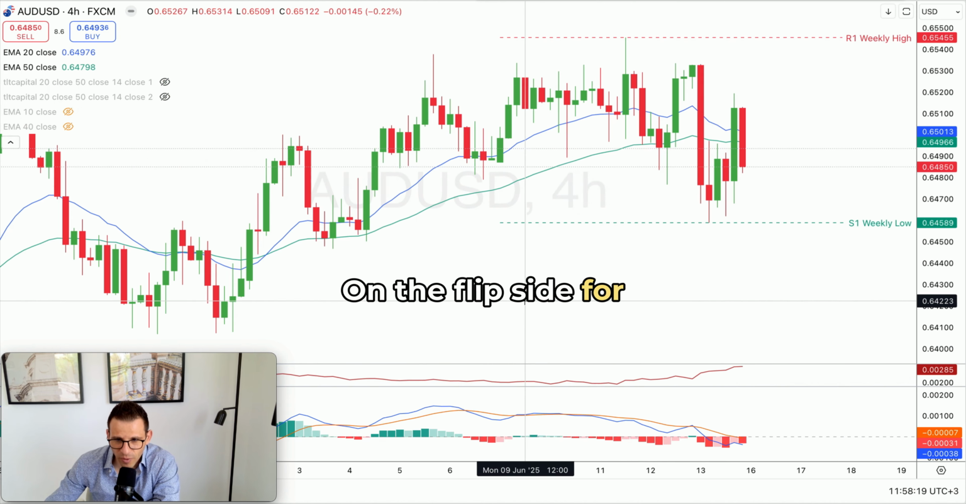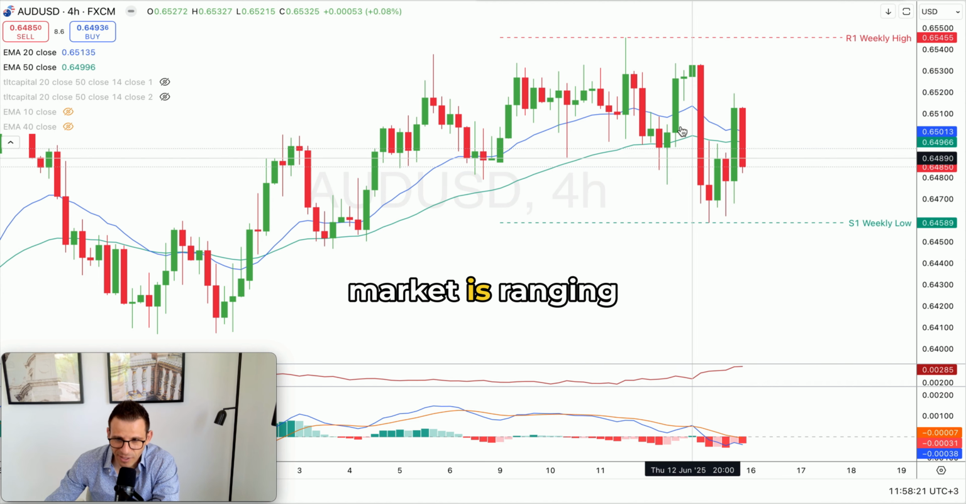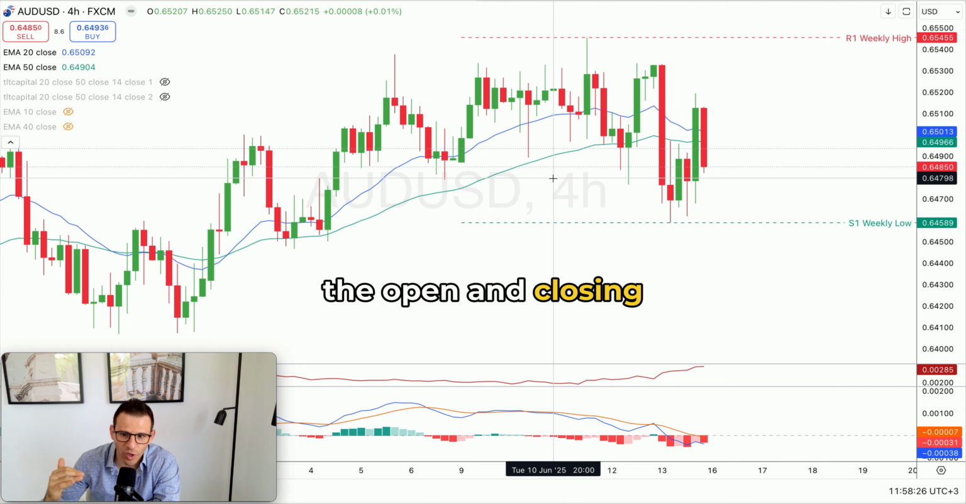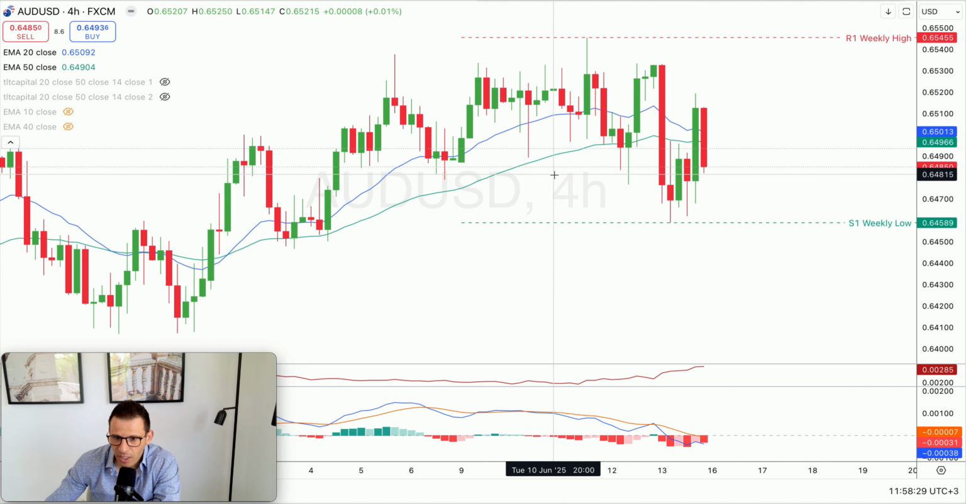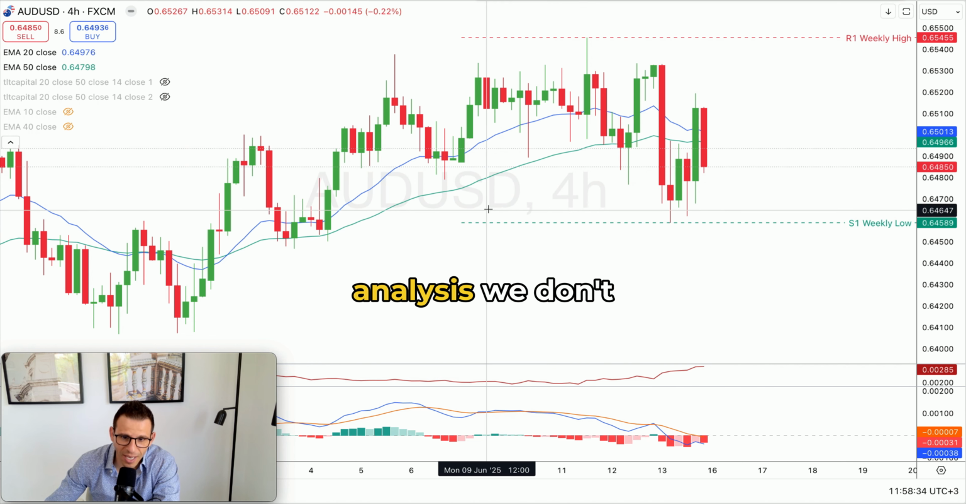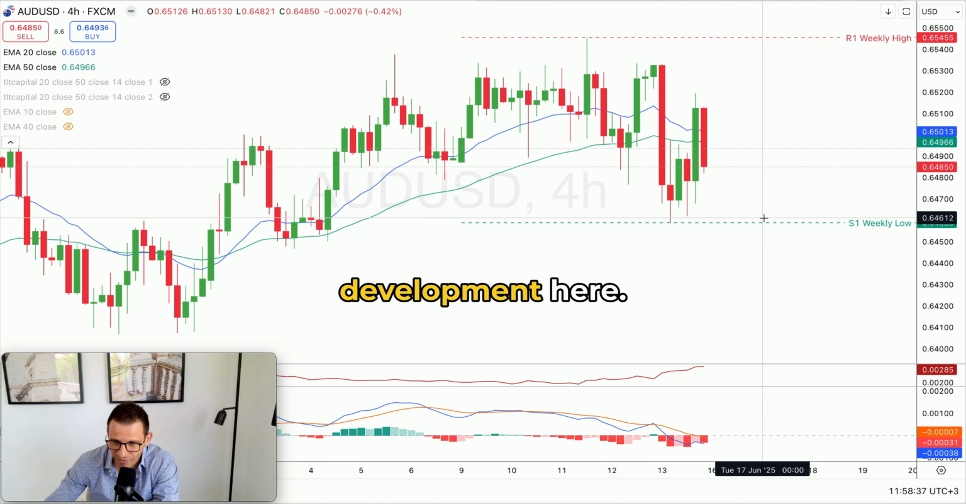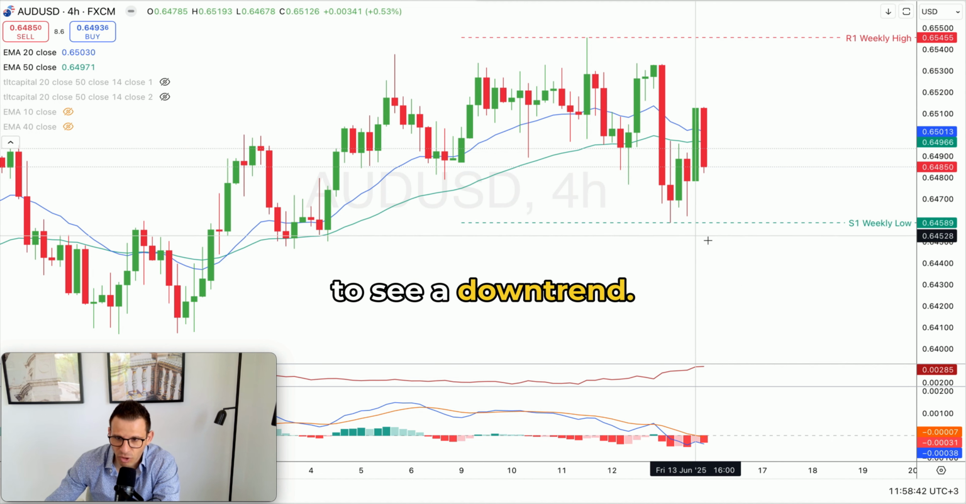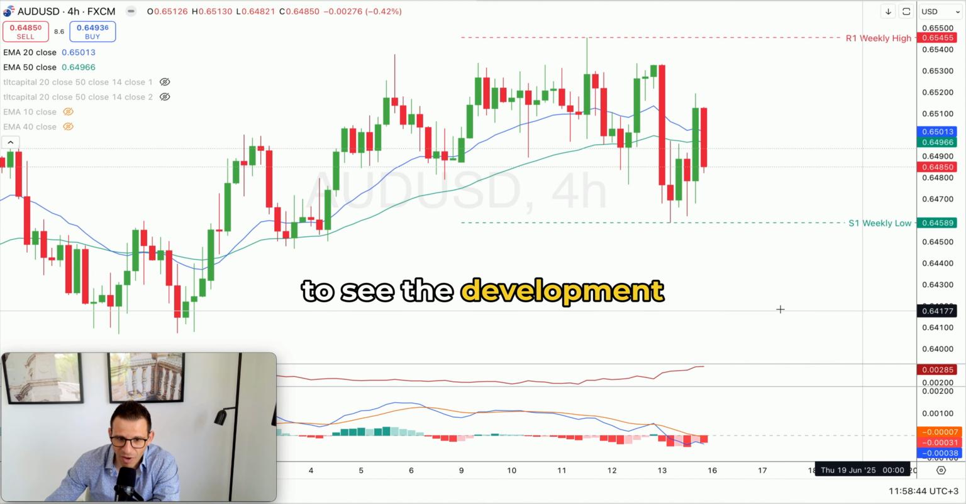On the flip side, the 4-hour time frame shows that the market is ranging, because a doji candle means that the open and closing price are very close to each other, so it looks like a ranging market. And from the swing analysis, we don't have a trend development here. If the low here breaks, we're going to see a downtrend, but if the high here breaks, we're going to see the development of an uptrend.